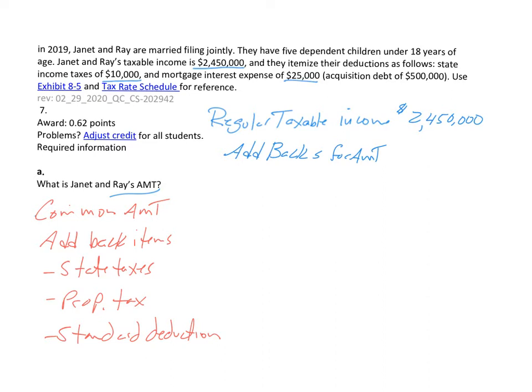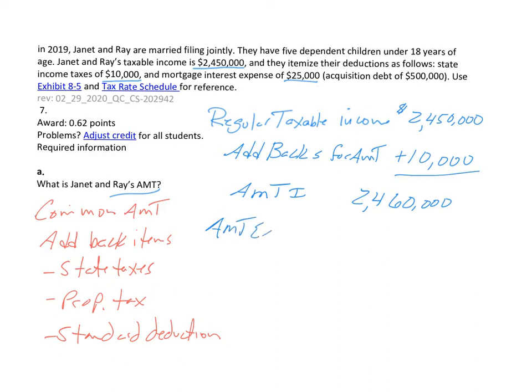And remember, you only do this if they deducted them. And it says they itemized their deductions, and they had state income taxes of $10,000. So we have to add that back. So what does that give us? Then that gets us to our alternative minimum taxable income, otherwise known as our AMTI. And that gives us $2,460,000 worth of AMTI.